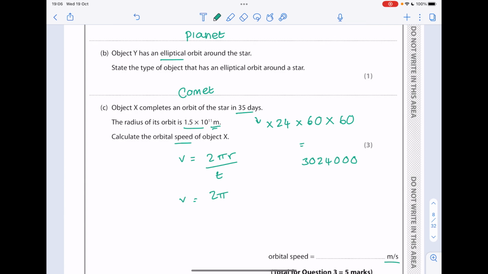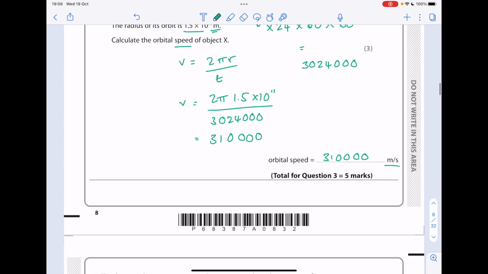So we do 2 pi times the orbital radius, which we can see is 1.5 times 10 to the 11, divided by that large number we just calculated, which is our time period, to get a value of 310,000 meters per second. And that is to 2 significant figures.